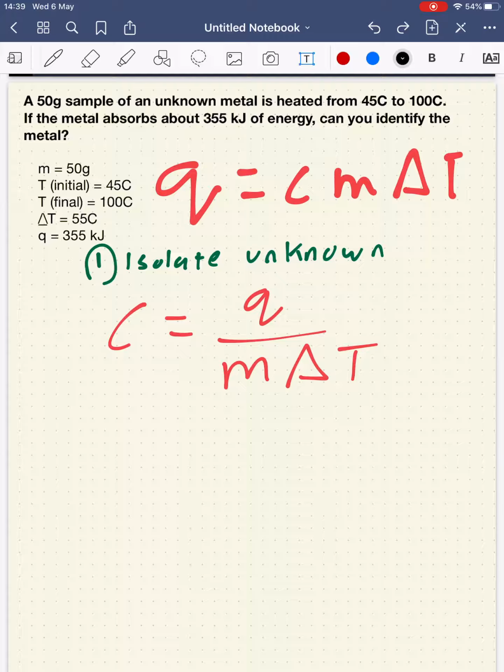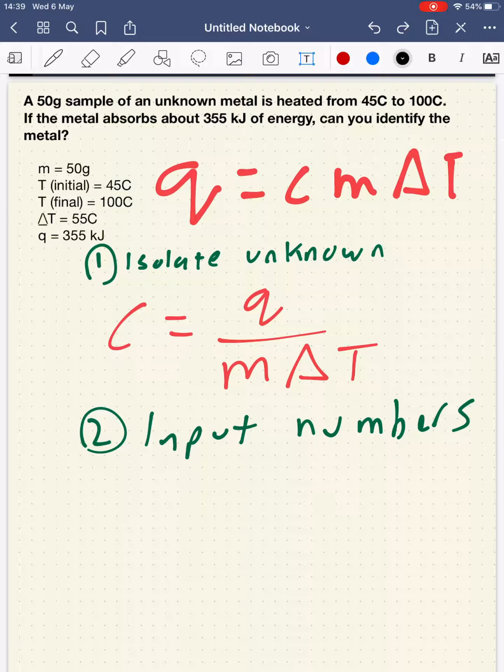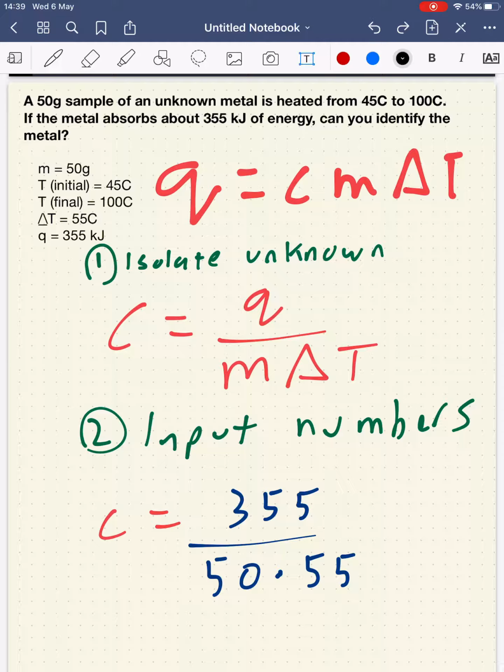Now we've got all the numbers, so we can input the numbers. So C equals 355 divided by 50 times 55. When we solve this, C is going to equal about 0.129. And the units, going back here: the 355 was kilojoules, 50 was grams, 55 was degrees Celsius.